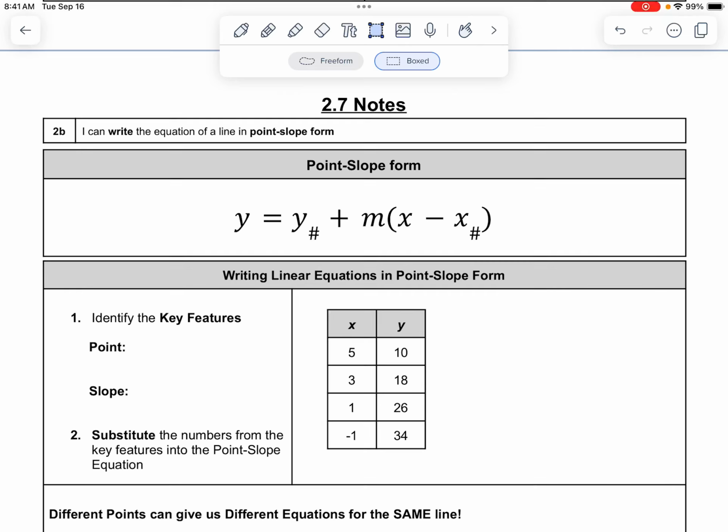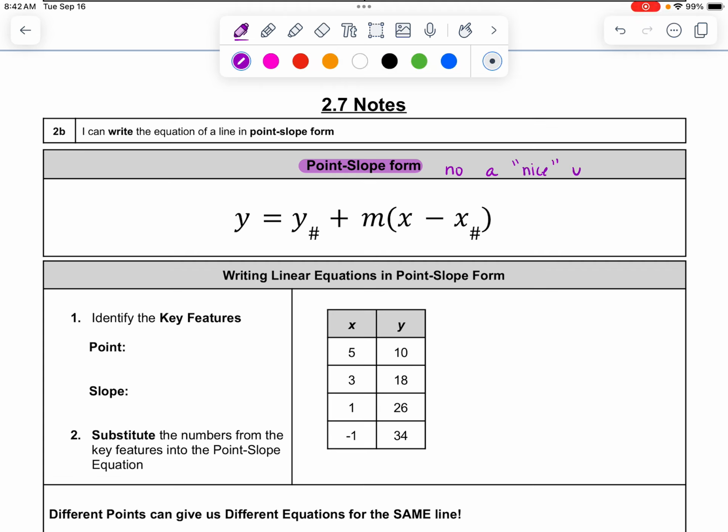Hi everybody! In this video, I'm going to be going through the notes for lesson 2.7. Our goal with this lesson is to learn how to write the equation of a line using point-slope form. Now this equation is really helpful whenever we have a line that does not have a nice y-intercept.